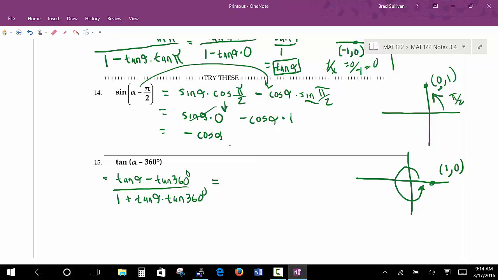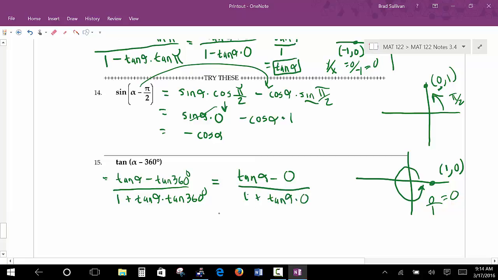Okay, so that's done. This next one you've got tangent of alpha. Now what is the tangent of 360? 0. Yeah, okay, it's y over x, so it's 0. And then down the bottom you would have 1 plus tangent alpha times 0. So that's tangent of alpha in the numerator over 1. So the answer is tangent alpha, like that. Okay? All right? So those shouldn't be too bad. Any questions about that?